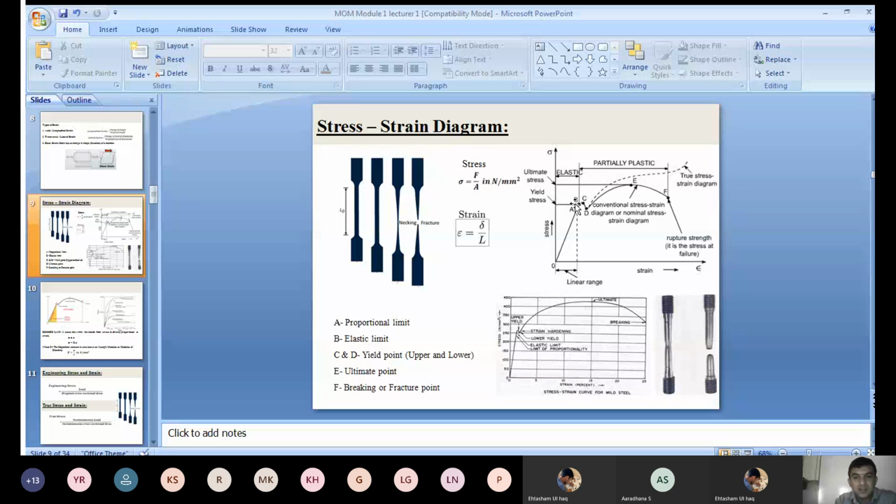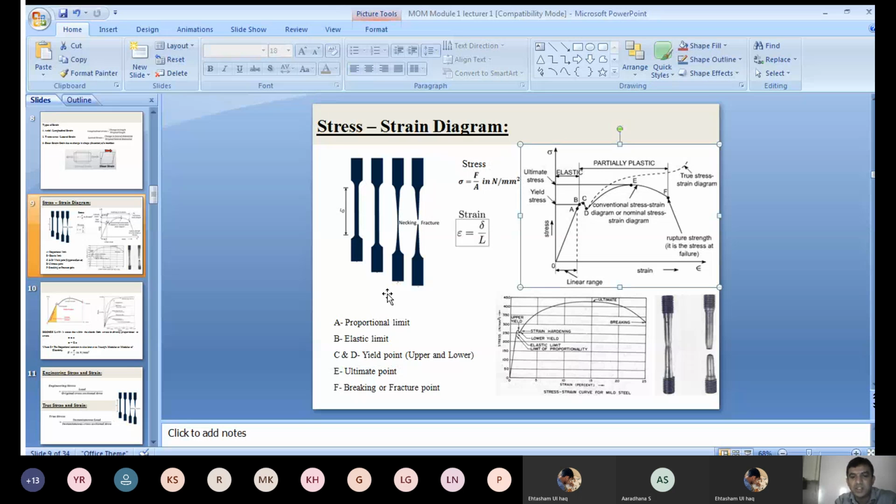A is the proportional limit, B is the elastic limit, C is the yield point. C and D are both yield points. The maximum stress is called the upper yield point, and the lower stress is called the lower yield point. E is the ultimate point, F is the fracture point. Now you can see the stress formula and strain formula, how this stress strain diagram is obtained by conducting experiments on the tensile specimen.